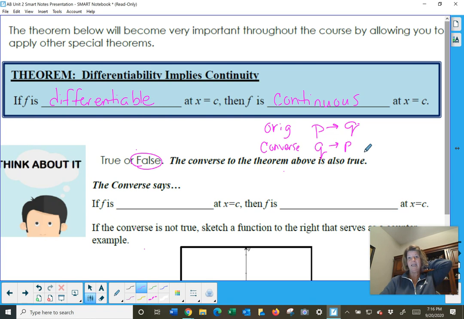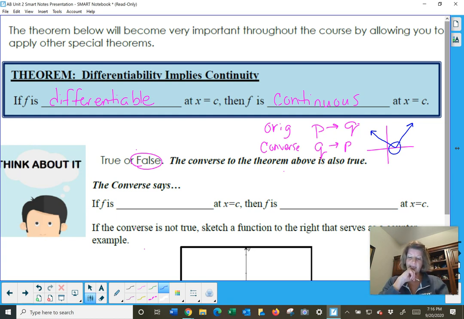It is not very often that you can just switch the words around and have it be true. A prime example is what we were just working with. How about that absolute value? It is continuous, but it's not differentiable at a certain point there at that corner.